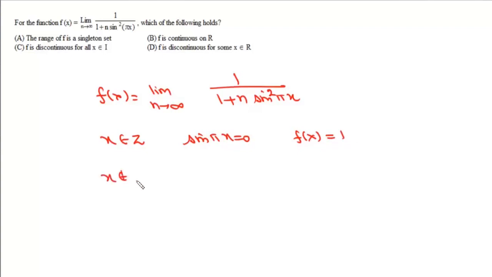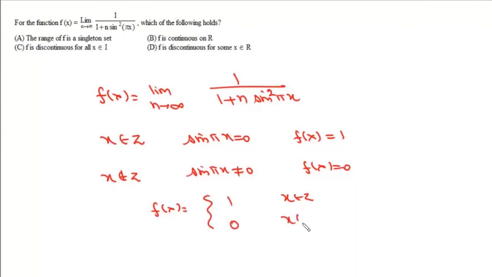Now when x is not an integer, then in that case sine pi x is unequal to 0, and if it is unequal to 0, then we put this limit n tends to infinite, it will be 1 upon infinite, which is 0. So this function will take the value 0. So this function f(x) is such that it is 1 if x is an integer, and it is 0 if x is not an integer. Now the first one is range of f is a singleton set. No, it has two values, 1 and 0. So option A is incorrect.